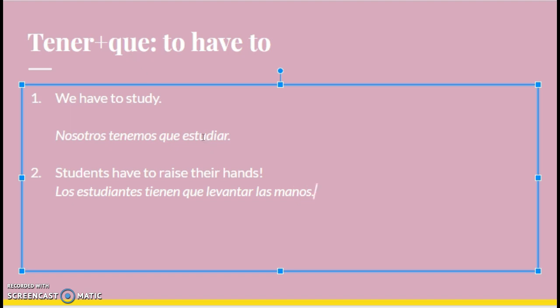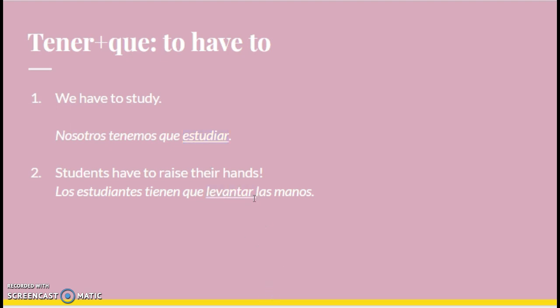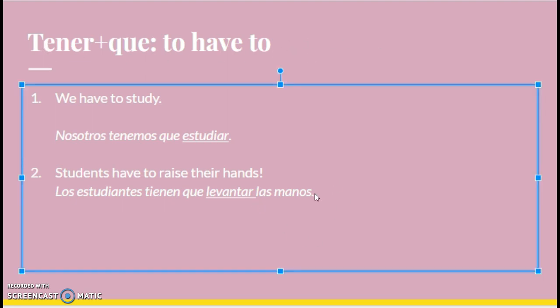You might notice here with estudiar and levantar, I did not change these endings. So after tener que, I'm not going to change the ending of a verb that comes after it. So that would be, I guess, the last thing to add to your notes. So from this slide, you'll definitely want to write down the formula tener plus que, maybe one example, and then don't conjugate the verb that comes after tener que.